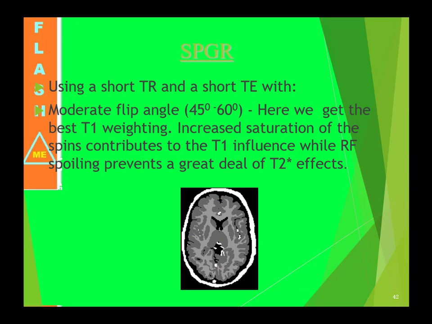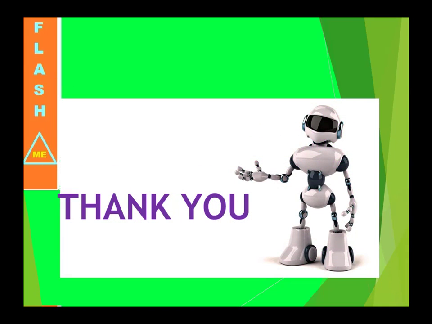SPGR: using a short TR and a short TE with moderate flip angle, 45 to 60 degrees, here we get the best T1 weighting. Increased saturation of the spins contributes to the T1 influence, while RF spoiling prevents a great deal of T2 asterisk effects.